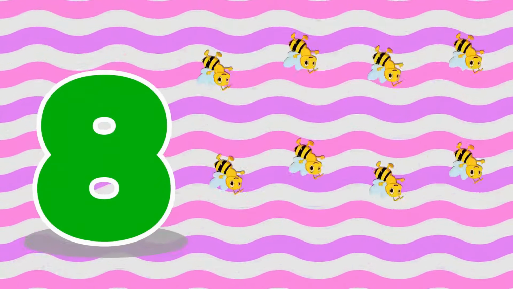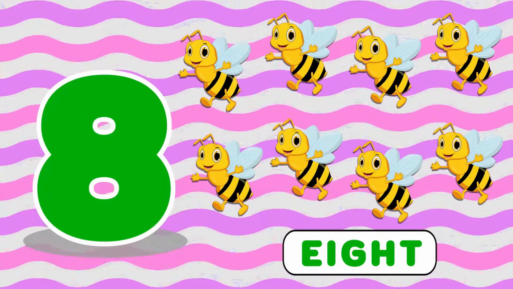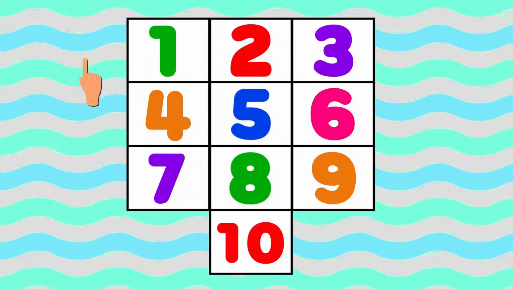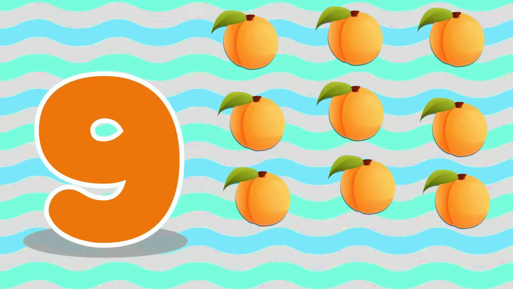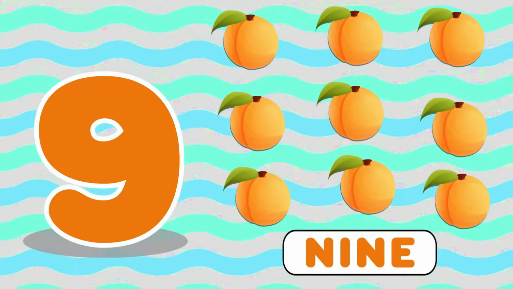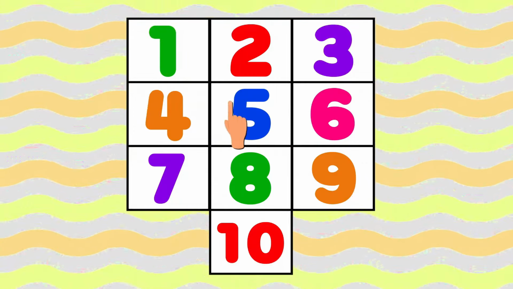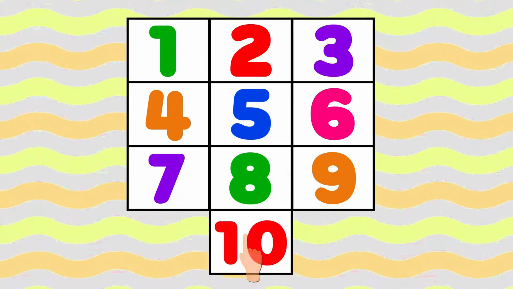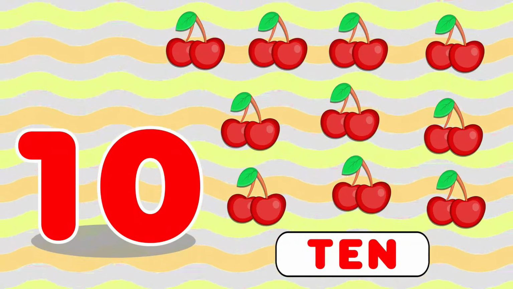Eight. E-I-G-H-T. Eight. Eight bees. Nine. N-I-N-E. Nine. Nine apricots. Ten. T-E-N. Ten. Ten cherries.